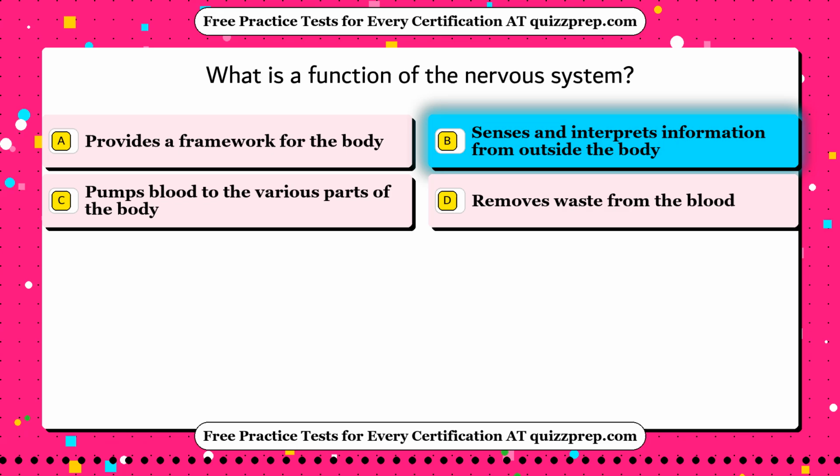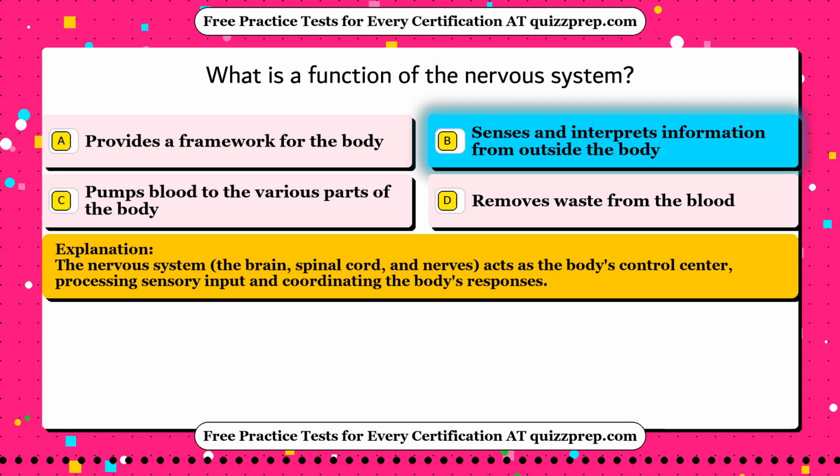The correct answer is option B, senses and interprets information from outside the body. The nervous system, the brain, spinal cord, and nerves, acts as the body's control center, processing sensory input and coordinating the body's responses. Question 62.